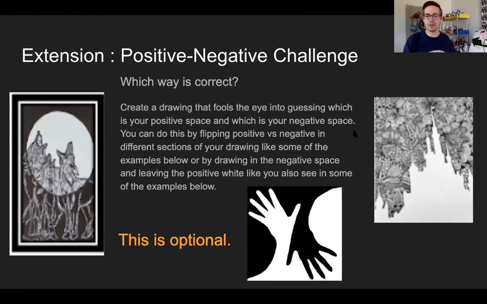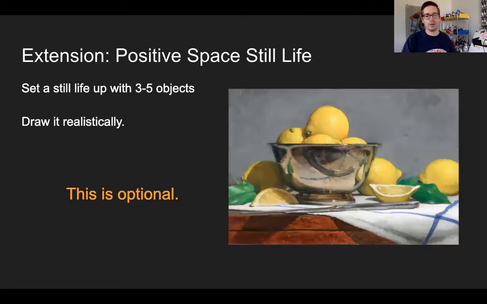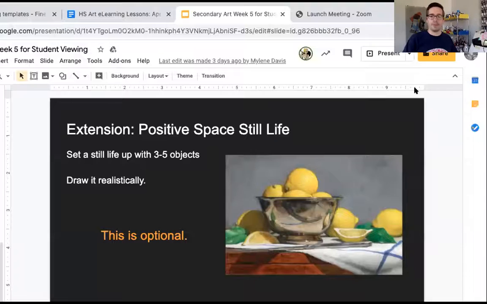But again, this is another choice. You don't have to do it, but if you want to push a little bit further, which, of course, me being the art teacher, I want to see you guys do. But again, it's up to you. So this can push a little further, looking at still life with positive and negative. I'm not really going to read this out. More still life: set up 3 to 5 objects and draw them realistically. Again, this is if you want to push yourself just a little bit further. So that's it. Let me close this out.